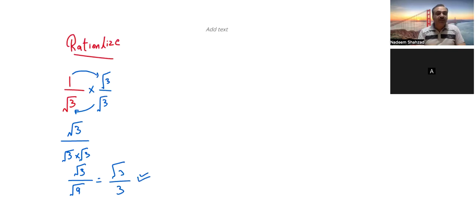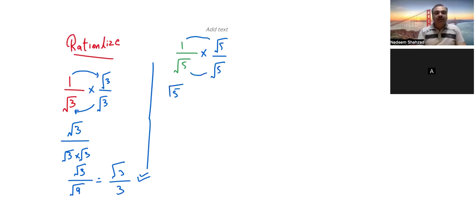Same as if we have another term, one over square root 5. They ask to rationalize this term. So what will we do? What is the denominator here? Square root 5. So we will multiply and divide it by square root 5. Square root 5 divided by square root 5, then multiplication of numerators with numerators and denominators with denominators, we will get square root 5 divided by square root 5 times square root 5.